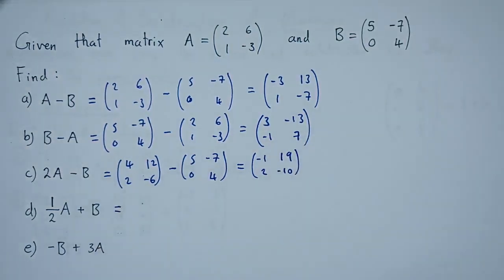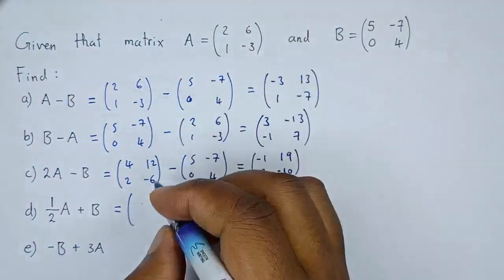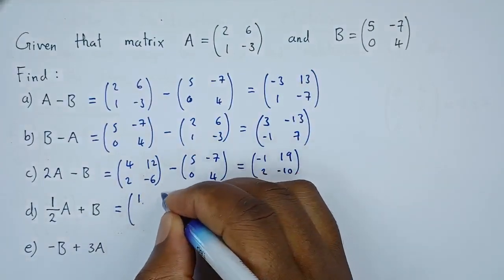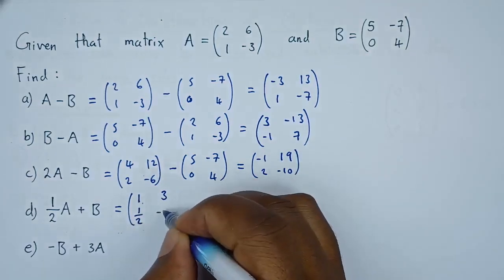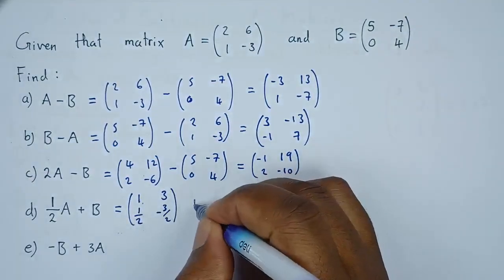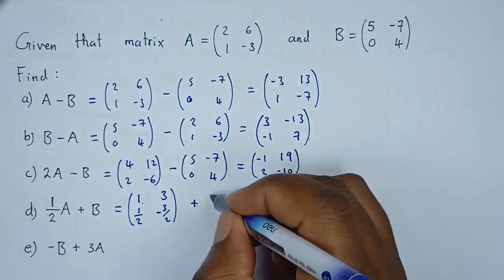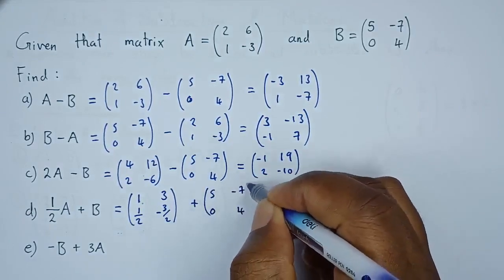Same thing here. We can say divide every element in matrix A by 2, or multiply everything in matrix A by half. So let's multiply by half. So 2 by half is 1, 6 by half is 3, 1 by half is half, and minus 3 by half is 3 over 2. So this is our matrix A. We are adding matrix B, which is 5, 0, minus 7, 4.